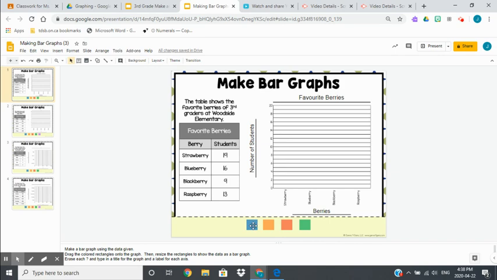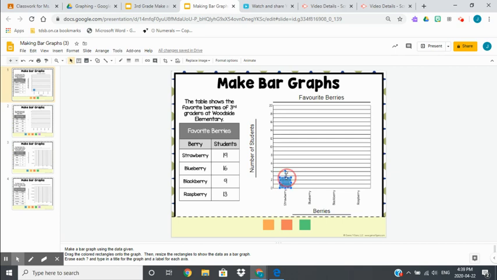I'm going to choose a different color for each berry. So I'm going to choose blue for strawberry, that right here. And then I'm going to read how many students like strawberry. And I can see that 19 students like strawberries. So as I'm going up the side, I'm noticing that my scale of the graph is going up by 2. It's counting up by 2s. So I don't see the number 19, but I know that I can see the number 18 and the number 20. And I know that the number 19 is going to be right in the middle of those.